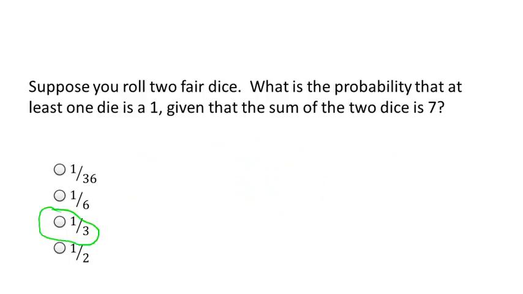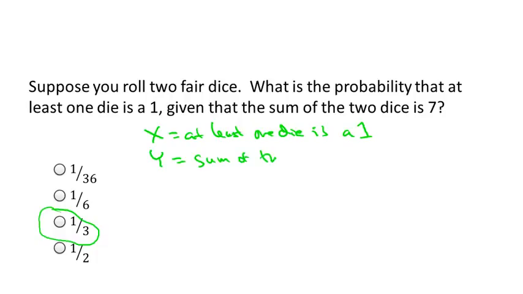So what are the two events that we care about? We want to know the probability of X given Y, where X is the event that at least one die is a 1, and Y is the event that the sum of the two dice is 7. Now, the easiest way to explain this is let's zoom in, let's drill down on Y. Let's figure out exactly which outcomes Y comprises. So the sum of the two dice being 7, we saw in the first part of the probability review that there's exactly 6 outcomes which give rise to the sum 7.